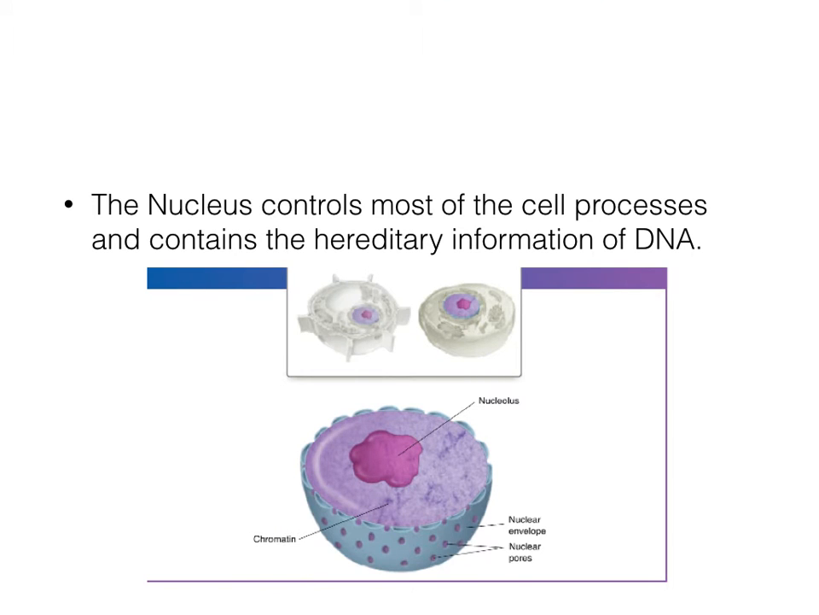So looking through them, the nucleus controls most of the cell processes and contains the hereditary information in the form of DNA. Okay? We see that the nucleus is going to be found in the cell. It is enclosed by a membrane. The DNA is going to be found inside, and you can see in this picture right here that there are pores to allow movement into and out of the nucleus.